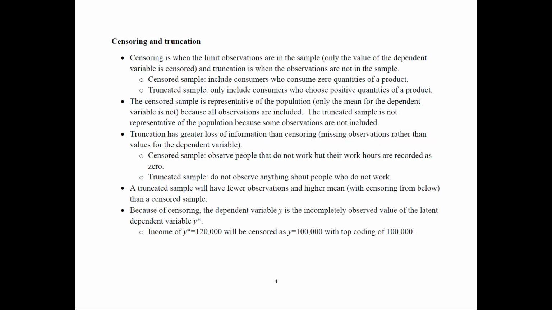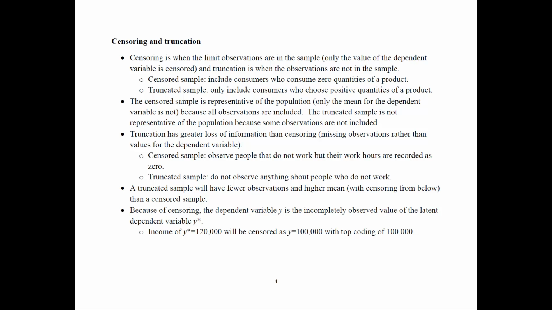So I will talk about censoring and truncation, and several of these points are kind of similar, but I wanted to go over and provide as many examples so you understand the difference. Censoring is when the limit observations are in the sample, only the value of the dependent variable is censored, and truncation is when the observations are not in the sample. So I have two examples here. It will be a censored sample when you include consumers who consume 0 quantities of a product, and a truncated sample, you only include consumers who choose the positive quantities of a product.